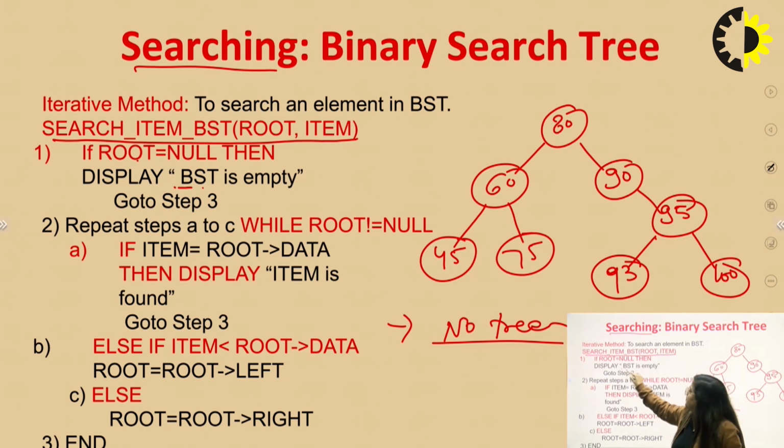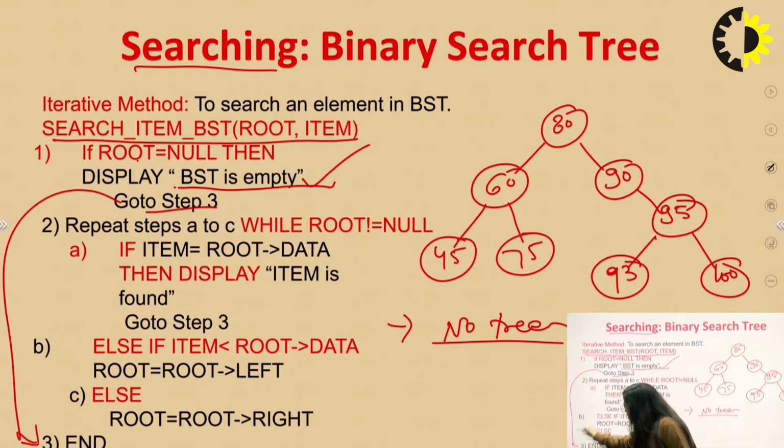So simply you show the line BST is empty and go to step 3. Step 3 means you come out of the program. Otherwise, the first condition is here and according to the second condition, repeat steps A to C while root node is not null. It means any node is present in your BST.